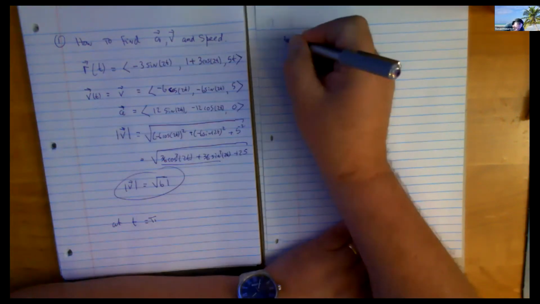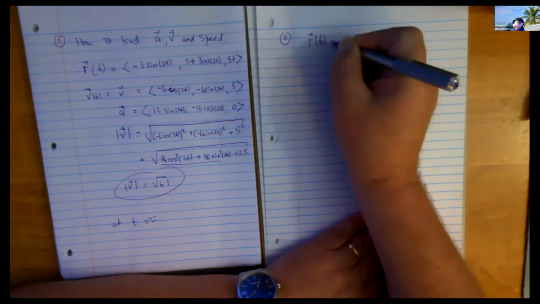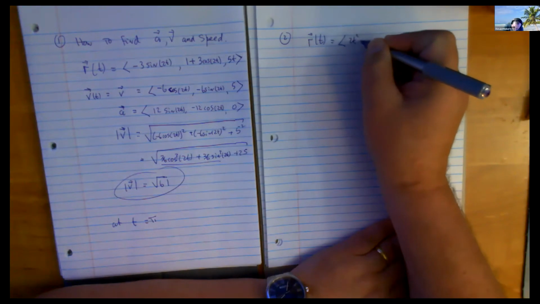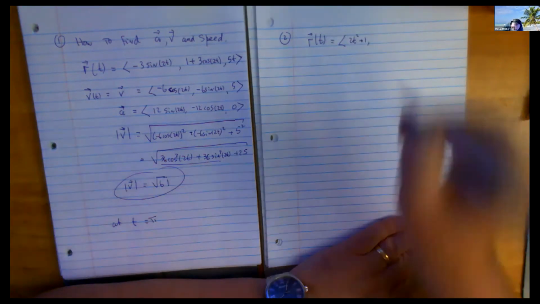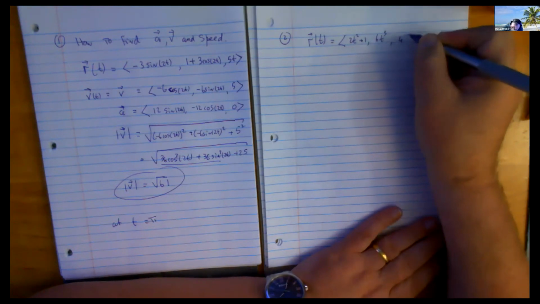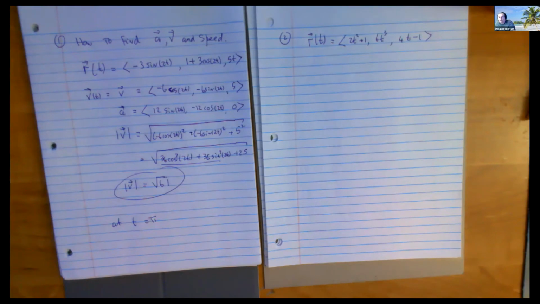Here's my second example. This one, I'm going to do a polynomial. Basically, all three terms are going to be various powers of t. So this one's going to be 2t squared plus 1. This one's going to be 6t cubed. And this is going to be 4t minus 1. Now, I just randomly chose those digits, so I do not expect anything particularly nice to come out of that.